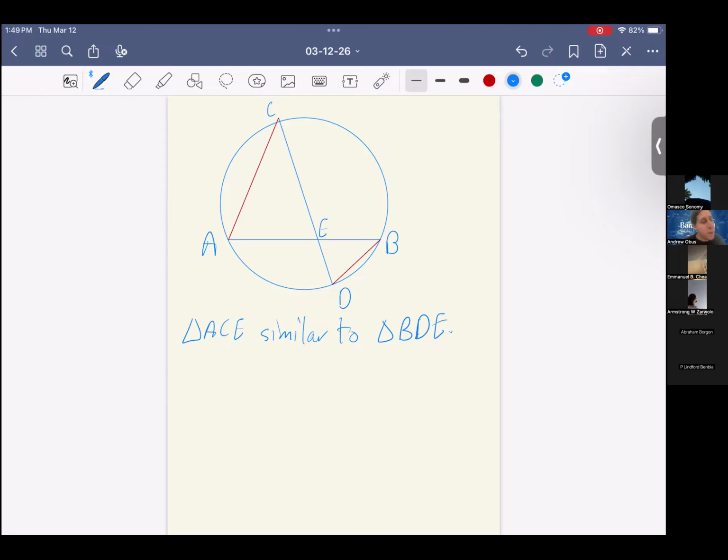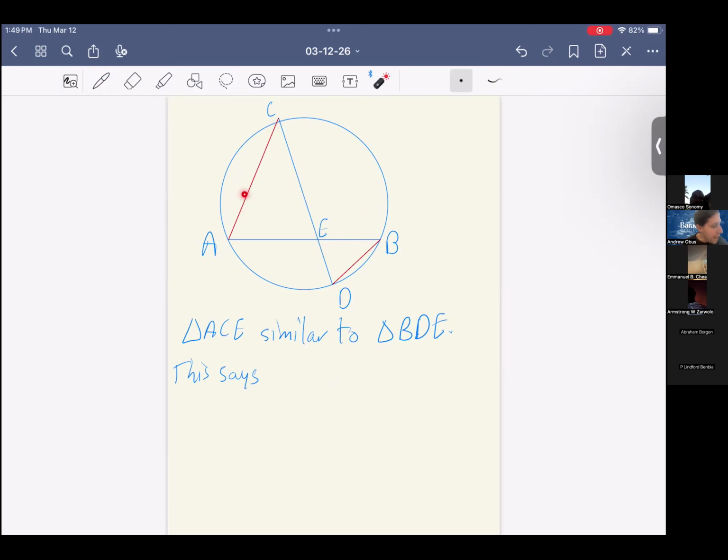So what does that tell us? Well, we have to know what the corresponding sides are. So this says, well, the corresponding sides are the ones that are opposite the same angles. So this angle E over here is equal to this angle E.